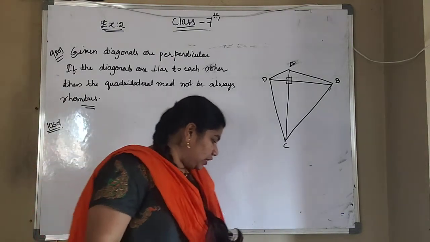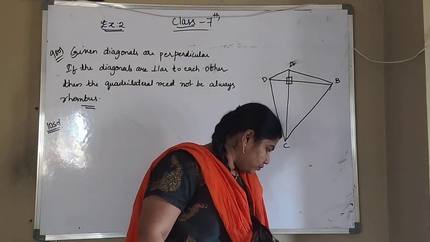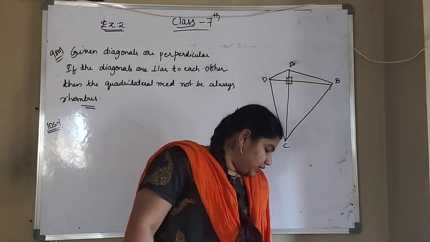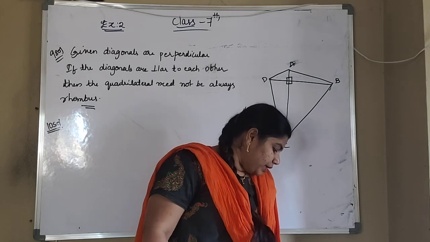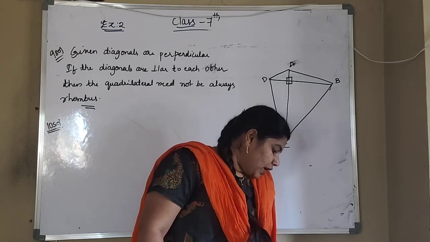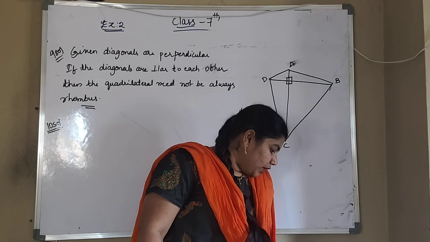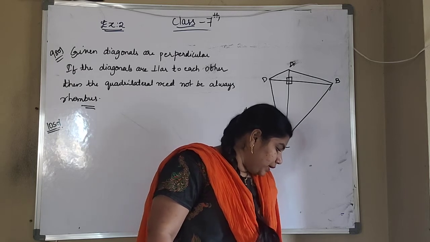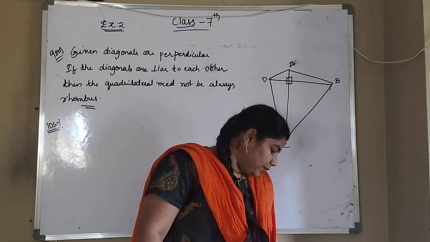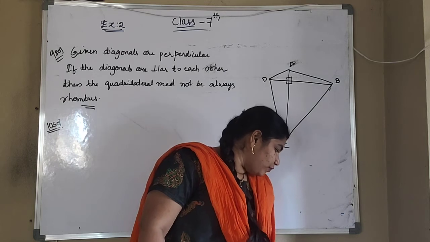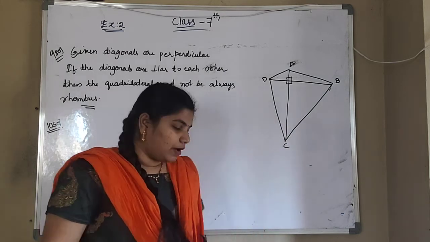Next, 10th solution, last one in this. ABCD is a trapezium in which AB is parallel to DC. If angle A is equal to angle B is equal to 30 degrees, what are the measures of the other two angles we have to find?